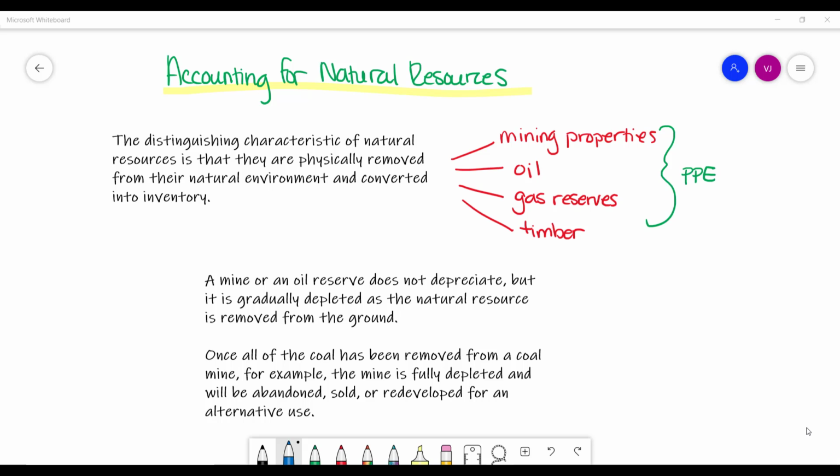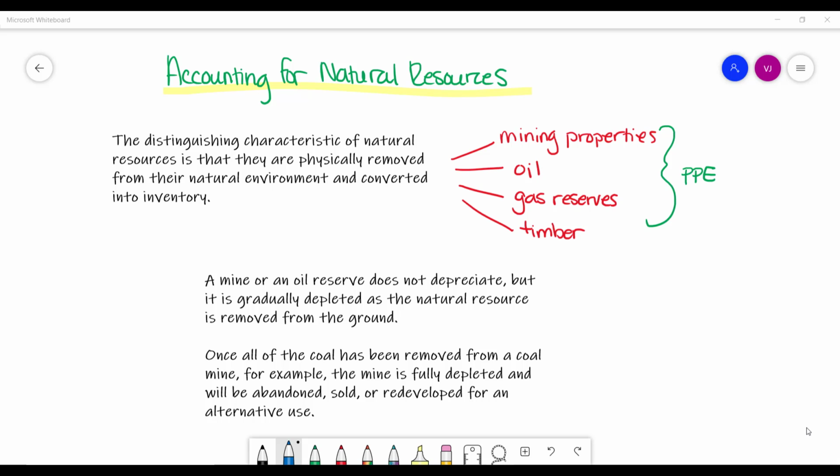Once all of those are extracted from their natural environment, they are considered to be part of property, plant, and equipment on the balance sheet. So that's where those natural resources will show up. It's not until those natural resources are removed that they're considered to be part of inventory.